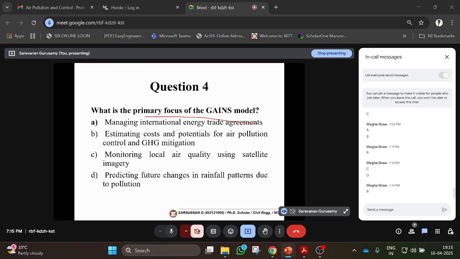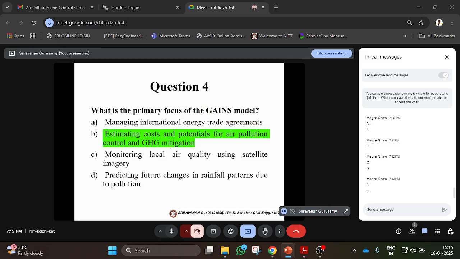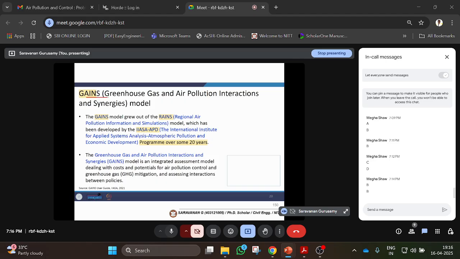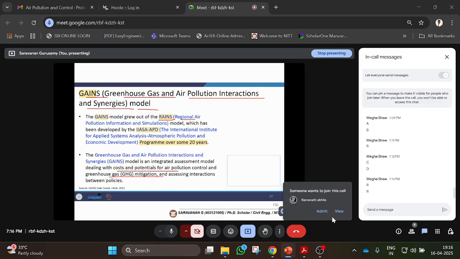Then the primary focus of GAINS model. GAINS model is related to GHG emissions, right? Yeah. So it's estimating cost and potential for air pollution control and GHG emissions. GAINS is, its full name itself, greenhouse gas and air pollution interactions and synergies model. So GAINS grew out of RAINS. RAINS is again the regional air pollution information and simulation model. They were developing this, and it is an integrated assessment tool for dealing with the cost and the potential for air pollution control and greenhouse gas mitigation. Yes.